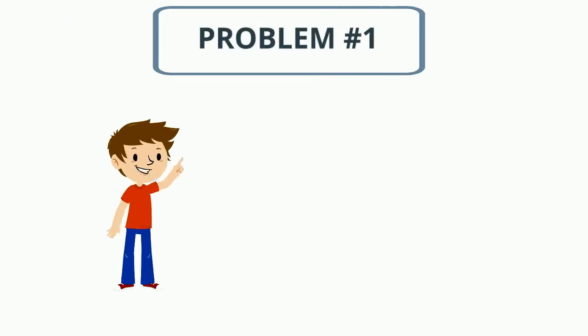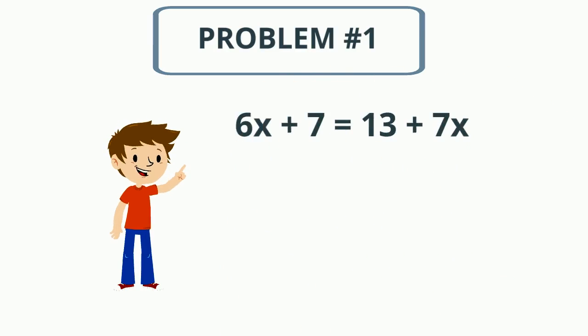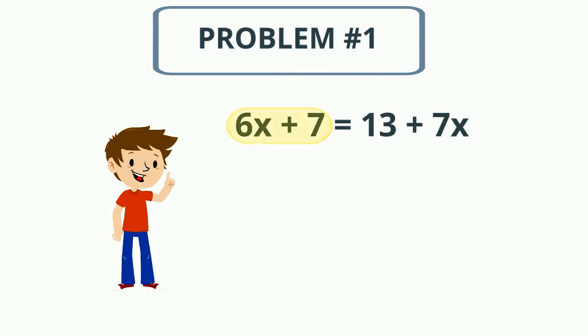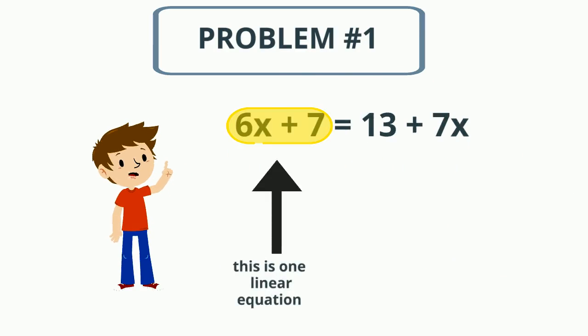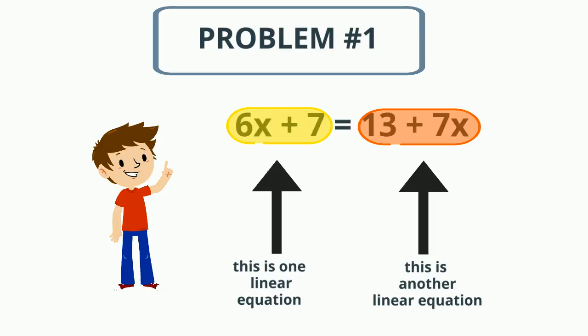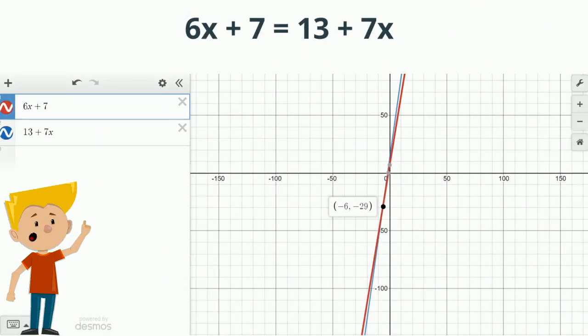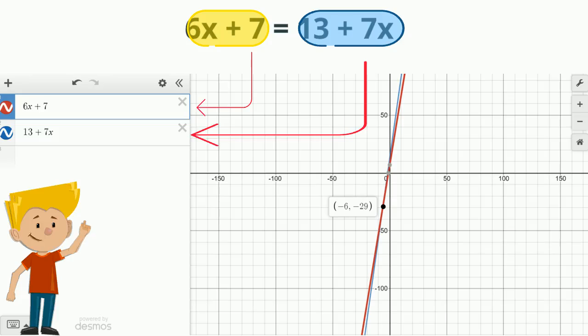We have 6x plus 7 equals 13 plus 7x. This first part of the equation is a linear equation, and this second part of the equation is also a linear equation. What we're going to do is use the Desmos calculator, just in case you don't have your school calculator. I'm going to embed this into your assignment so that you can use it. You're going to type in the first part of the equation, 6x plus 7 in the first slot, and 13 plus 7x in the second slot.